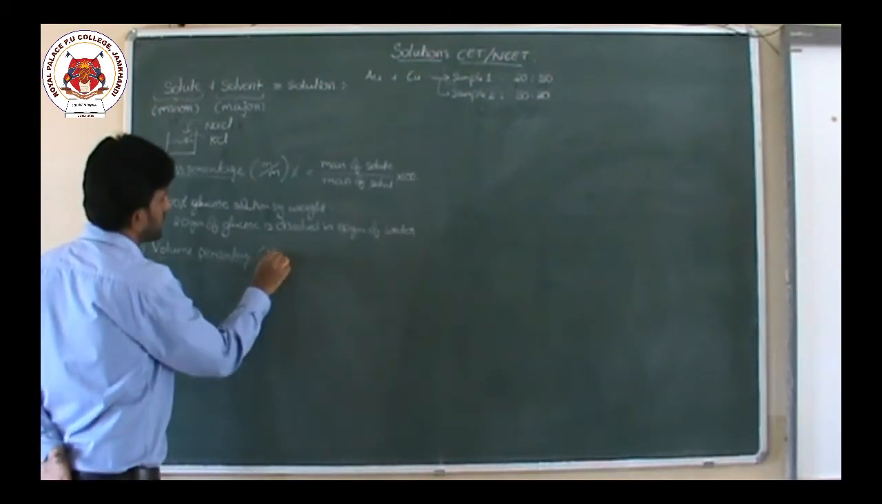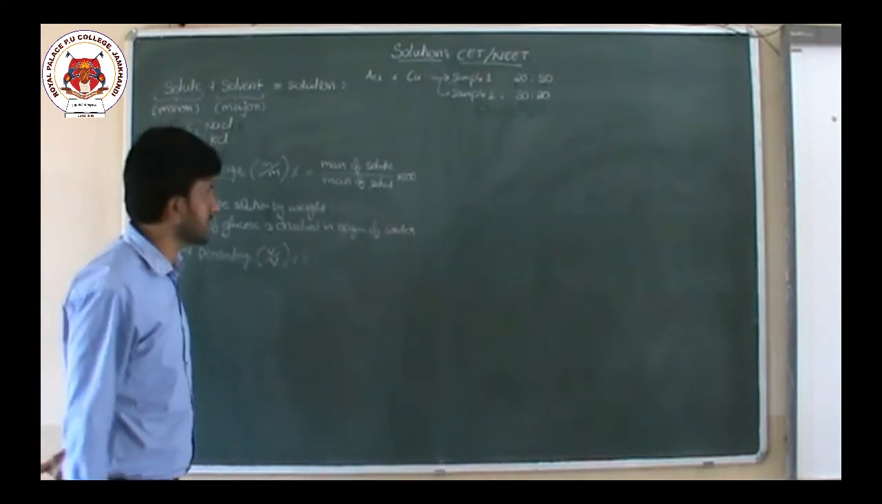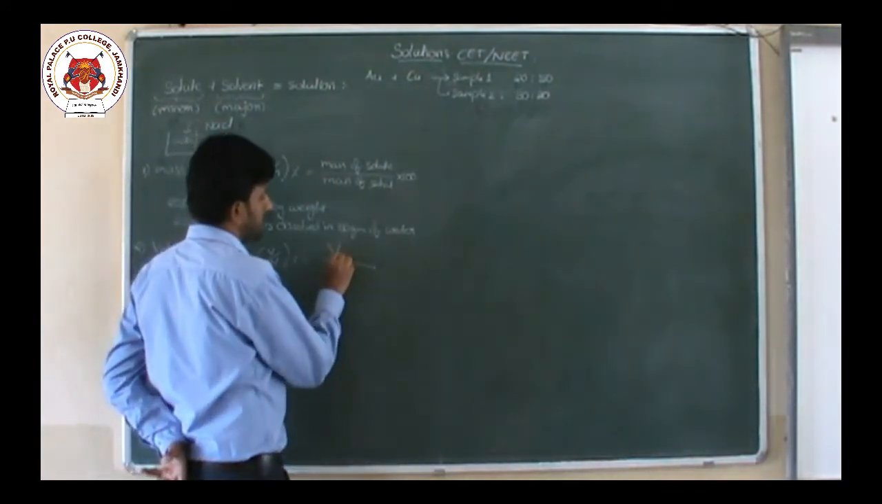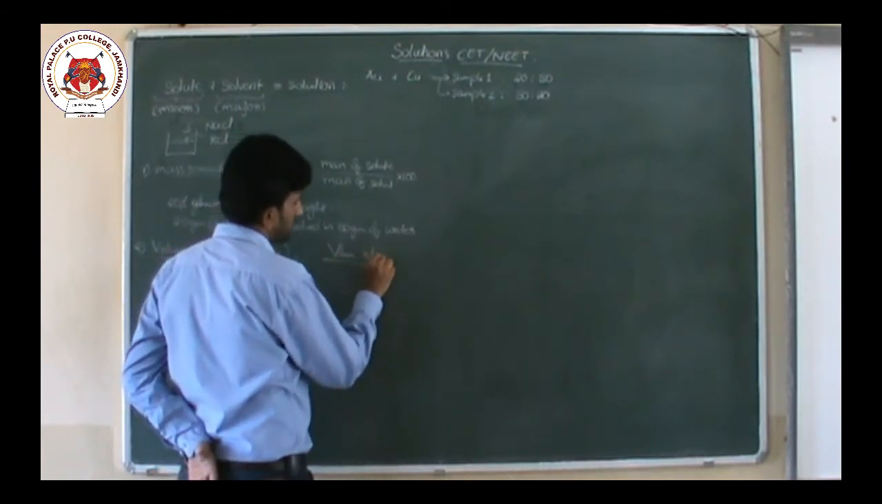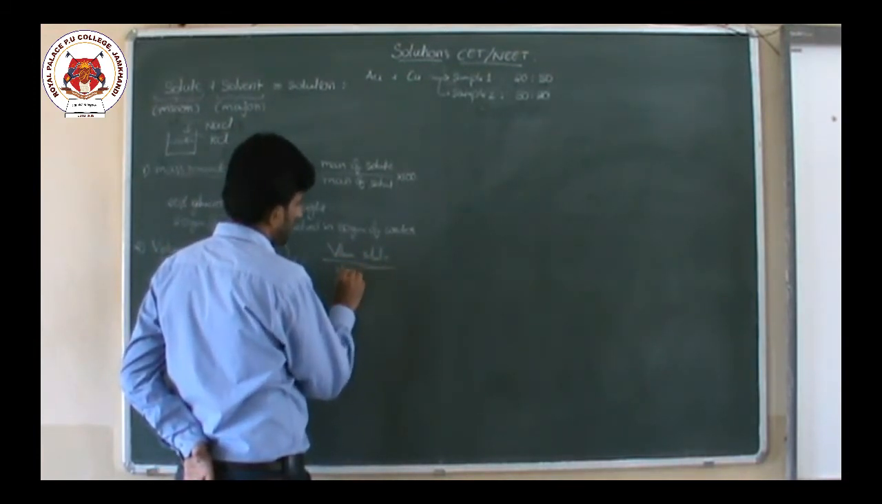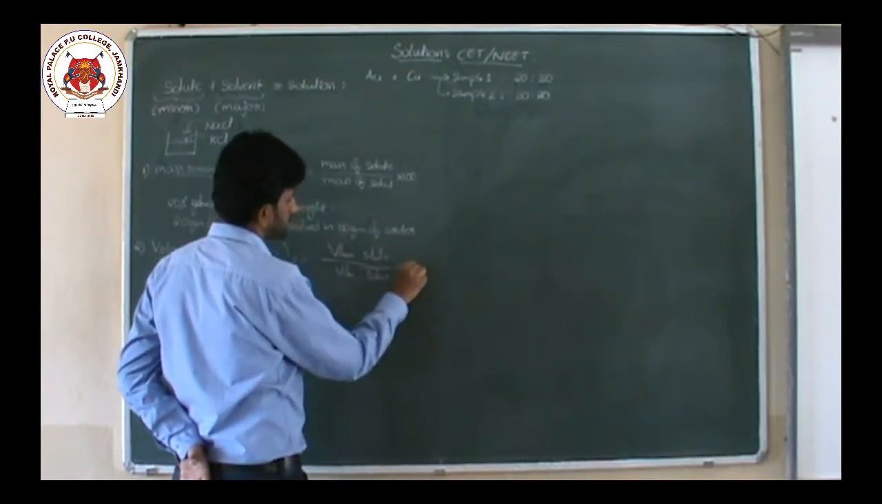Volume percentage is given as V by V, which means both should be considered in mLs or liters. So it is volume of solute by volume of solvent into 100.